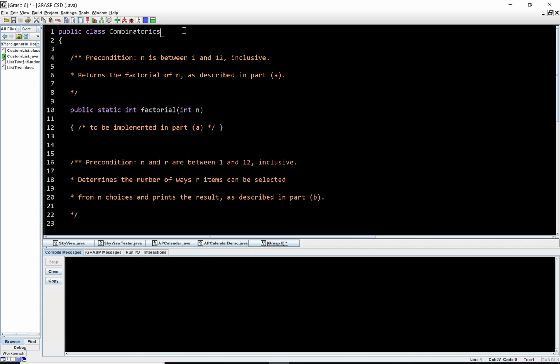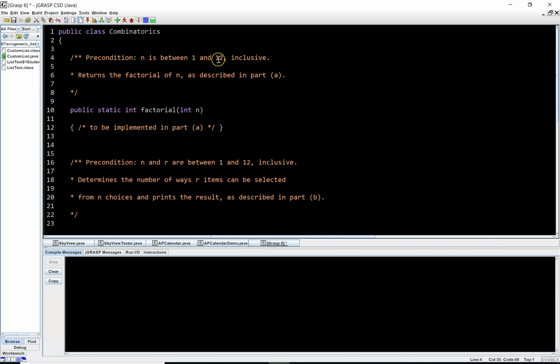Okay, let's first talk a little bit about the precondition here. There were questions on the precondition. The precondition is that n is always going to be a number between 1 and 12, inclusive. Now, inclusive, again, there was a question on inclusivity. There's also a question on why it has to be 1 and 12. Inclusive means that it can be a number between 1 and 12, including 1 and 12.